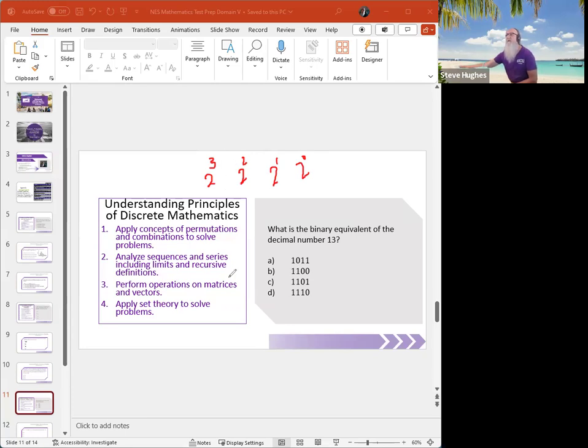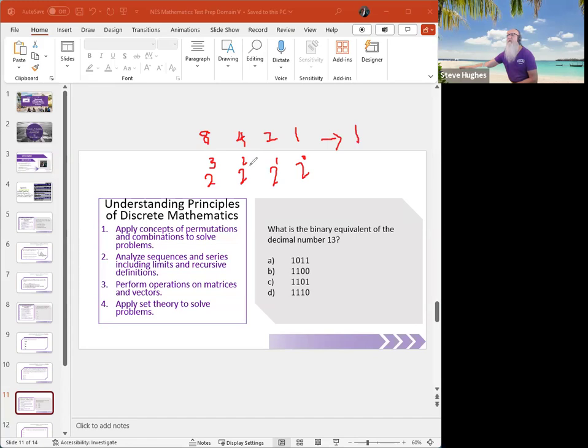So 2 cubed is what? 2 cubed is 8. 2 squared is 4. 2 to the first power is 2. 2 to the 0 power is 1. All right, now what we need to do is go down through here and see how it works out, okay? So I want to find the powers that add up to 13. That's what I'm doing. Now notice, I have 1, 2 to the power of 3 right here. That's 1, all right?